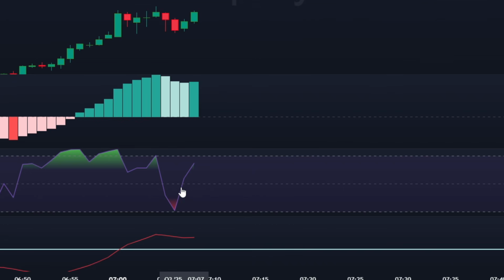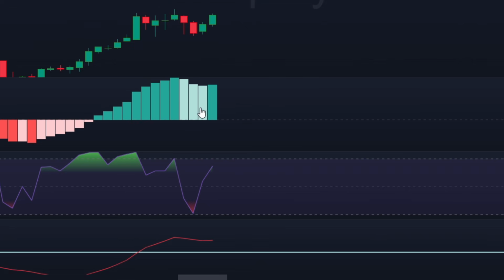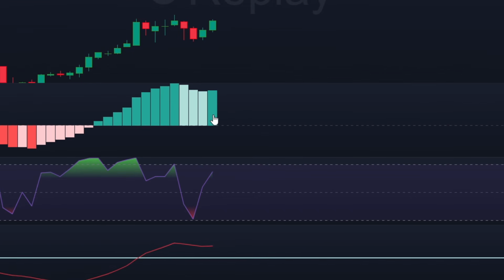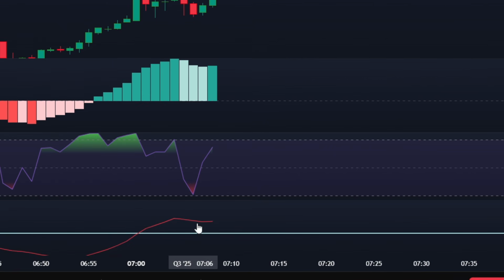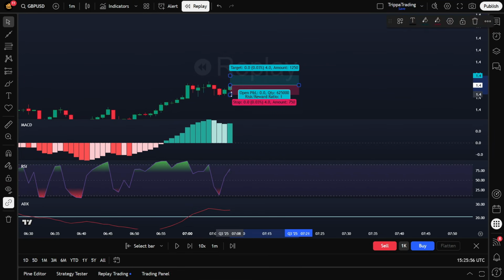The moment RSI closes back above 10, we quickly check the MACD histogram. Let's say the bar at that moment is light green, so we don't take the trade yet. We wait for the next candle. On that next candle, the histogram turns dark green, which shows increasing bullish momentum. Now, before we take the trade, we look at the ADX indicator. It's currently sitting above 20, which confirms that the market is trending with decent strength. That's the final confirmation we need.